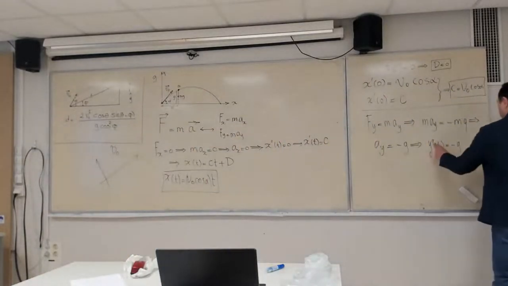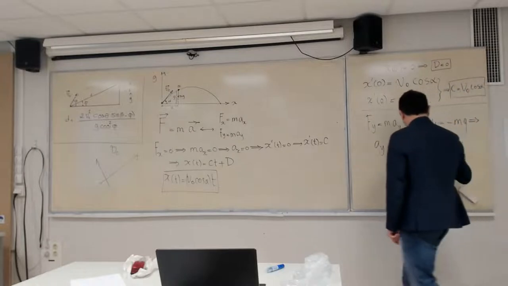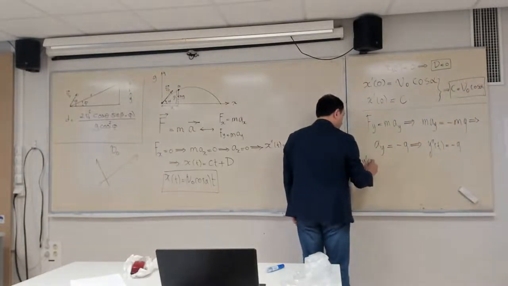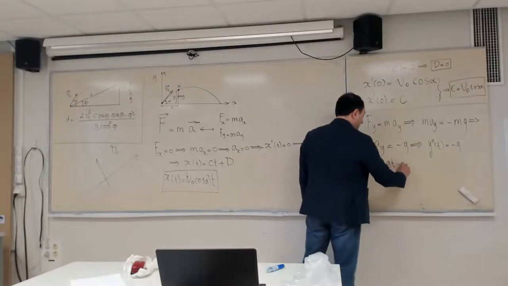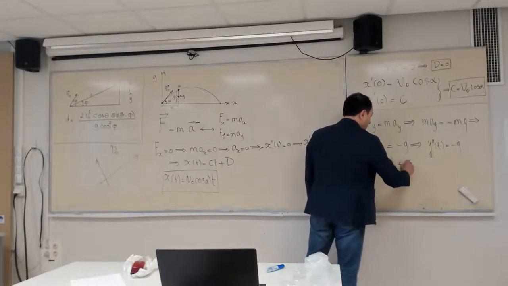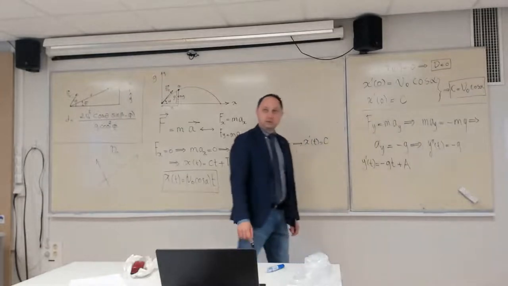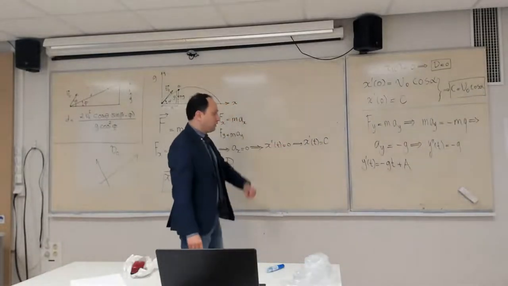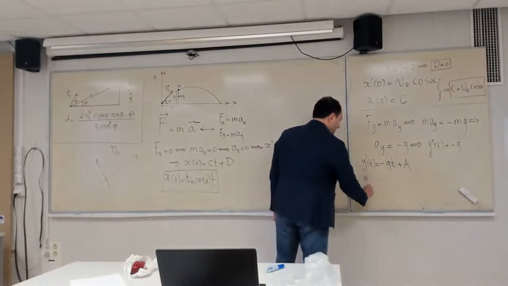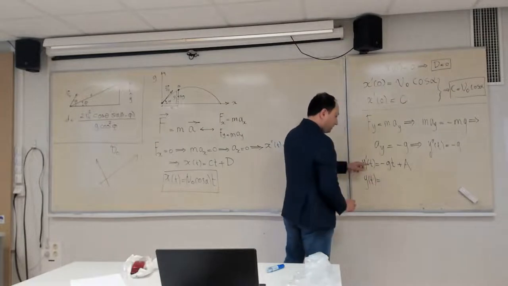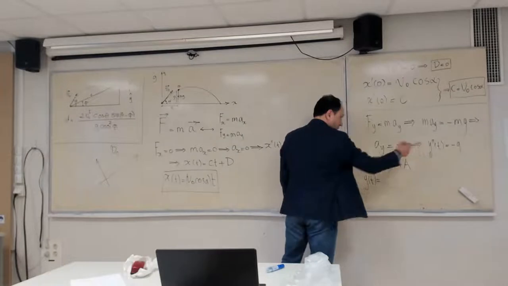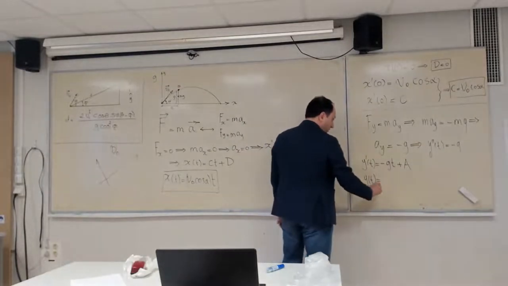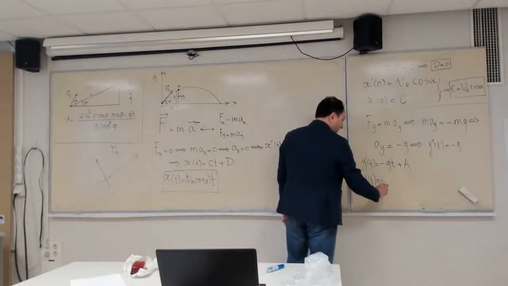So I want to find y prime now. It's a constant. So what is y prime? Minus gt plus a constant. So let me call the constant a. Yes? But I still want to calculate y of t. So what is this? By the way, you are solving differential equations here. Yes, because your unknown is a function. You are looking for the function. So what is y of t? It becomes minus g squared.